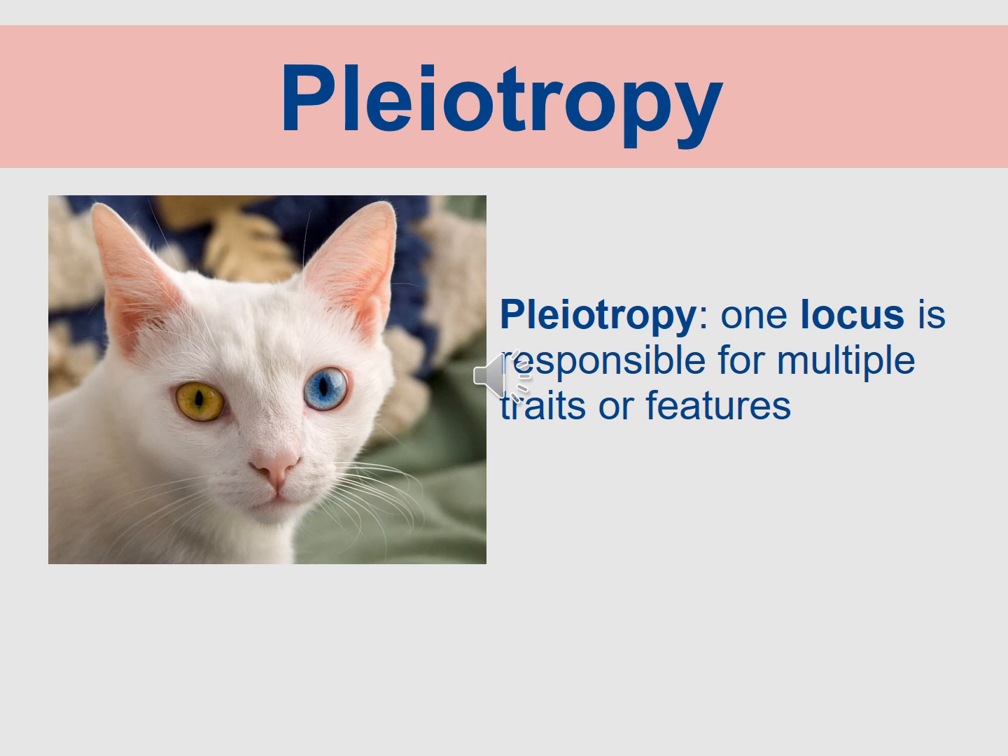The last concept I want to impart on you is pleiotropy. This is a phenomenon that we notice when one locus, or one point on a gene, is responsible for multiple traits or features. The example I usually like to give is light-skinned or albino cats. The same area that's responsible for the pigmentation of their fur or hair is also responsible for their ear. And so cats that lack pigmentation in their eye and their fur, that gene is also associated with the development of their ear.